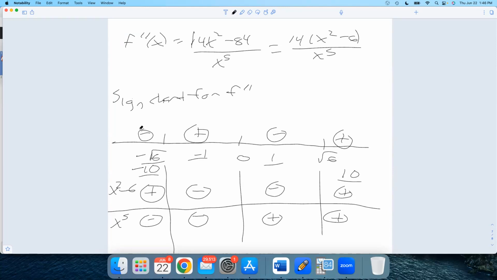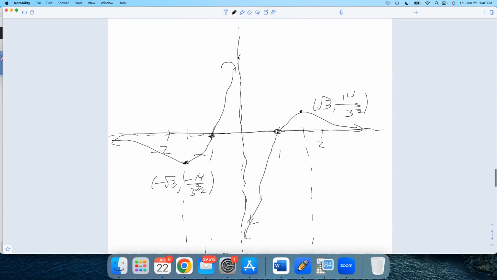All right, so any place where we're negative is concave down. Any place where we're positive is concave up. Where we switch from one to the other, as long as we're in the domain, is a point of inflection. So look, we're swapping right there. I've got myself a point of inflection, a POI right there. And I've got one right here, a POI, a point of inflection. This guy's not a point of inflection because that's not a point on the graph. That's my vertical asymptote.